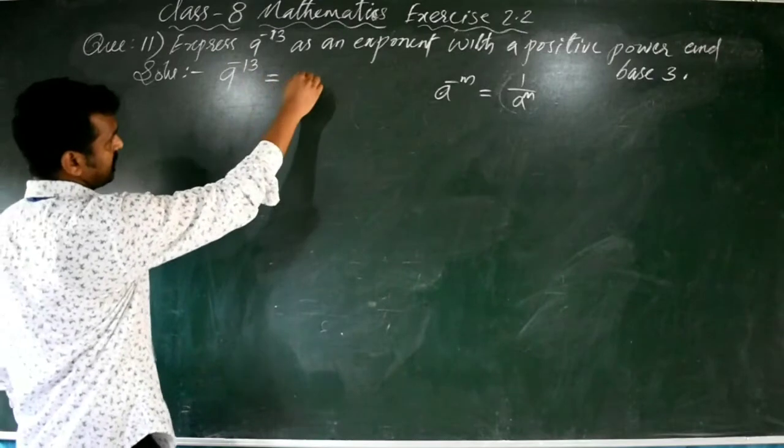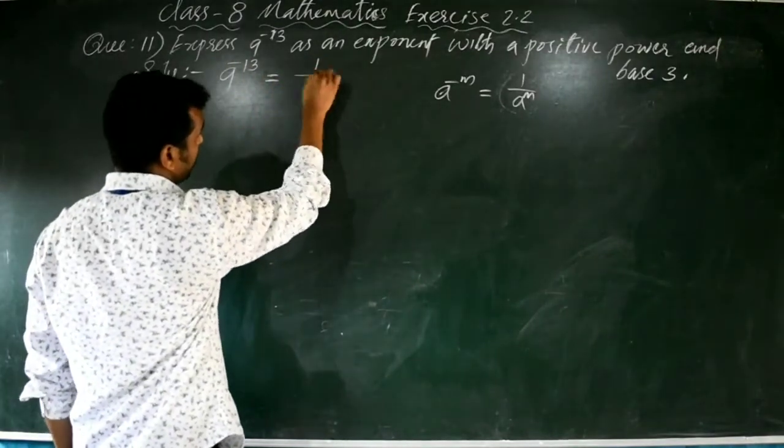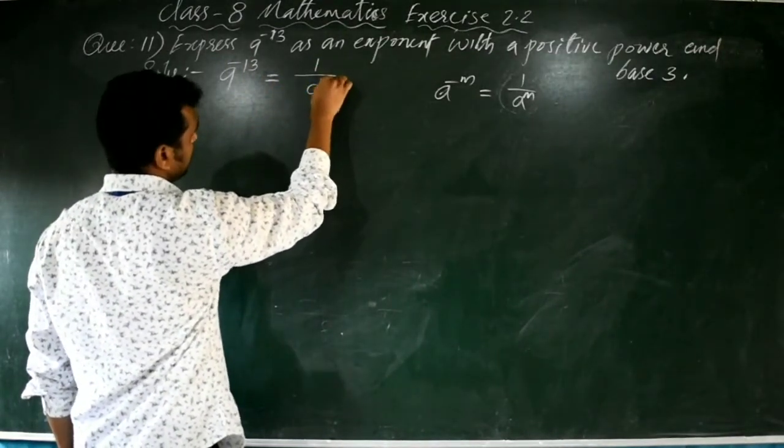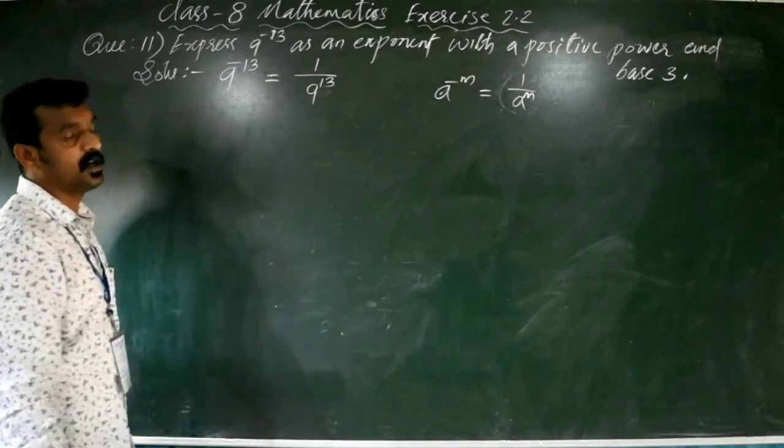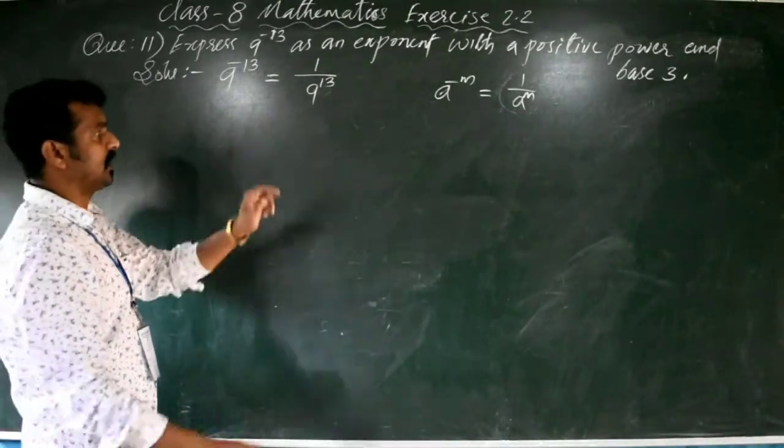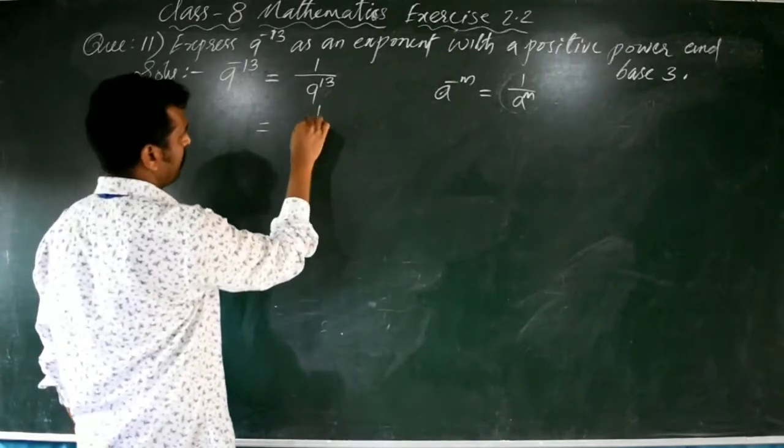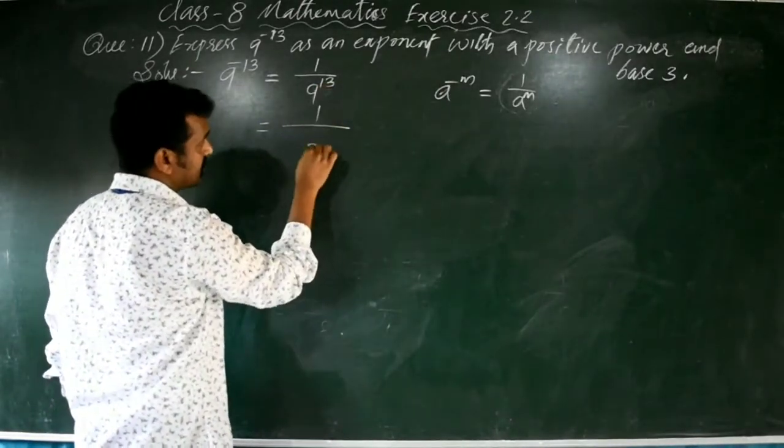9 raised to minus 13 is equal to, what will come as the answer? 1 by 9 raised to positive 13. Now this 9 we can write as 3 square.